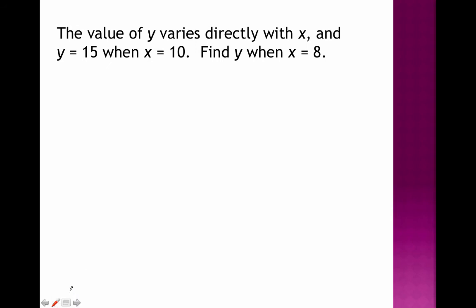Let's look at another one. I'm assuming you know what you're doing at this point, so go ahead and pause the video and solve, please. So I've got a value of y that varies directly with x, and y equals 15 when x equals 10. So I've got a constant of variation of 15 over 10. So my k equals 3/2. I want to know what y is when x equals 8. So my y value, with a constant of variation of 3/2 and an x value of 8, will equal 24 over 2, or 12.